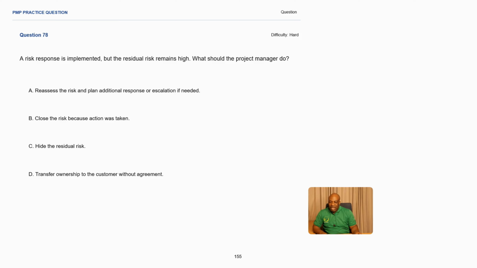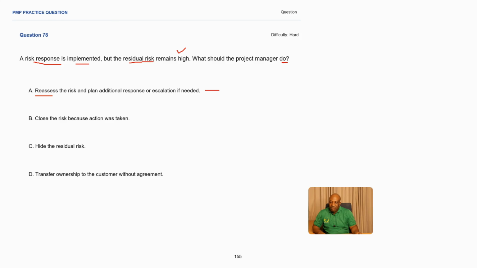All right, practice question number 78. A risk response is implemented, but the residual risk remains high. What should the project manager do? Okay, so our problem statement here is we have a risk response that is implemented, but the residual risk, which is coming out of that implementation, is still very high. What should the project manager do? Reassess the risk and plan additional responses or escalation if needed. I like this one. When you are reassessing, you're giving yourself enough time to look at the problem, get more information, and sort it out.